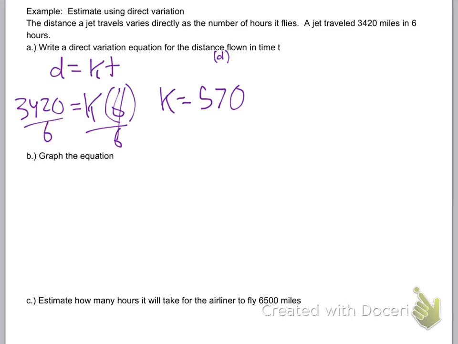Technically, it's miles per hour because you're dividing distance, miles, divided by time. The plane is traveling 570 miles per hour. Guys, what's the equation though? D equals 570 T. Can we graph this?